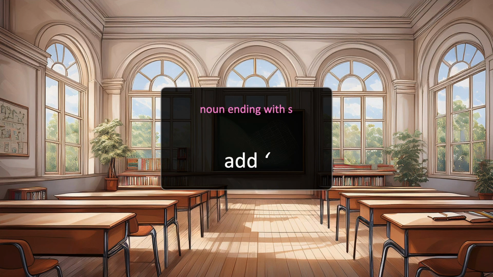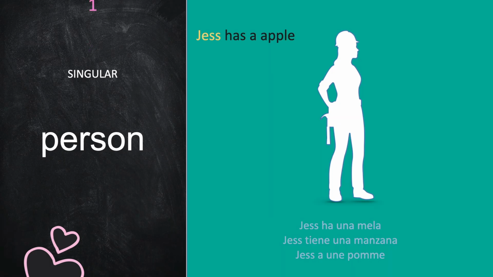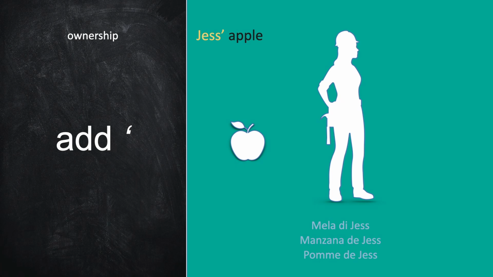If the noun ends with the letter S, just add apostrophe. For example, Jess has an apple. Jess's apple.